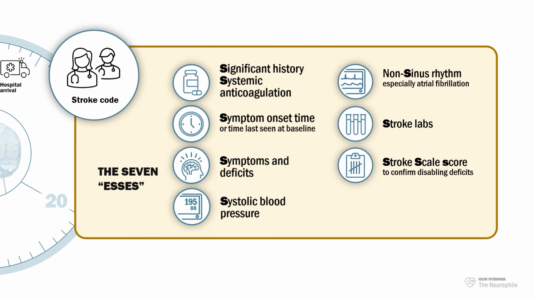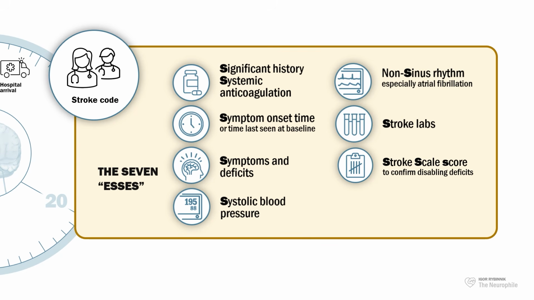Systolic blood pressure, which is important for stroke interventions. Blood pressure may need to be adjusted to a goal that's safe for fibrinolysis. Look at the heart rhythm. Is it sinus? Especially note if atrial fibrillation is present. This helps identify a common high-risk source of clots.